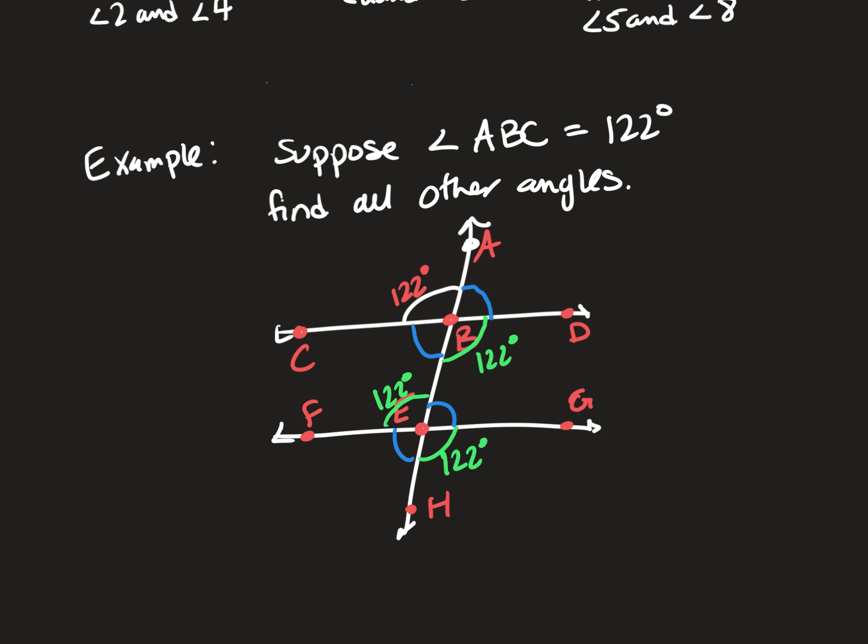Now, how do you find the blue angles? This angle right here. Yep, they're supplementary. So you subtract 122 from 180, and what is that? 58 degrees. So then all the other ones are 58 degrees. And those are the basics of a transversal.